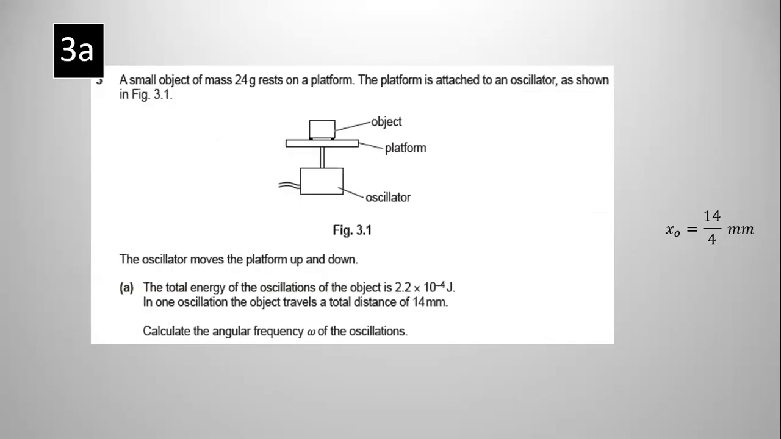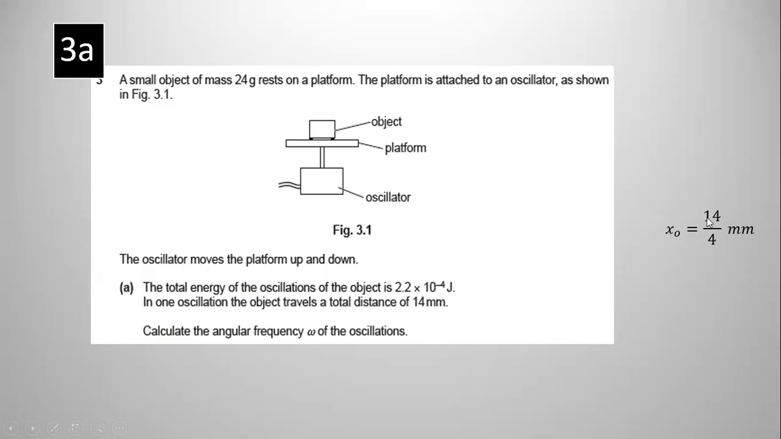A mass of object, 24 gram, rests on the platform. That's your mass. The platform is attached to an oscillator as shown in figure 3.1. The oscillator moves the platform up and down. The total energy of oscillation of the object is 2.2 times 10 to the power minus 4 joule. That's the total energy. In one oscillation, the object travels a total distance of 14 millimeter. Calculate the angular frequency of the oscillation.